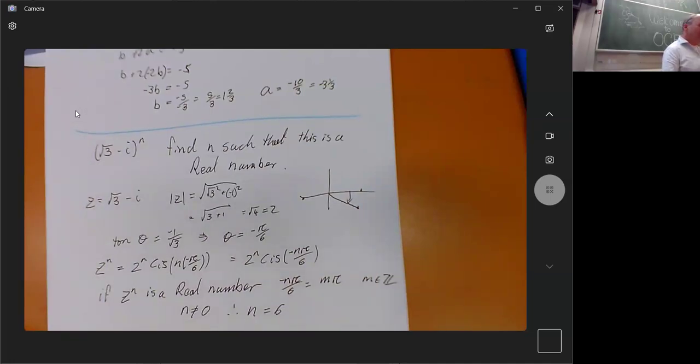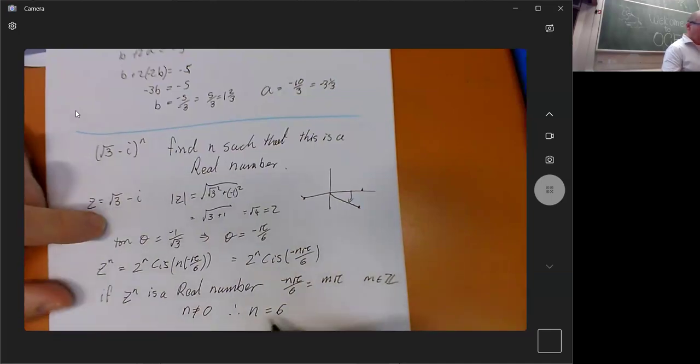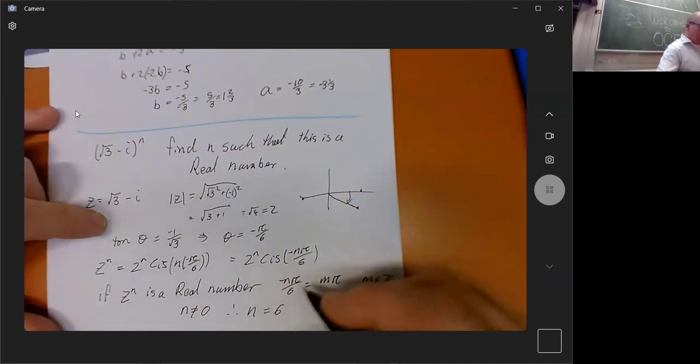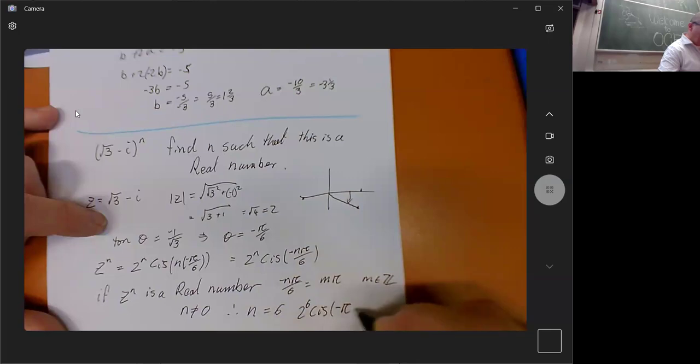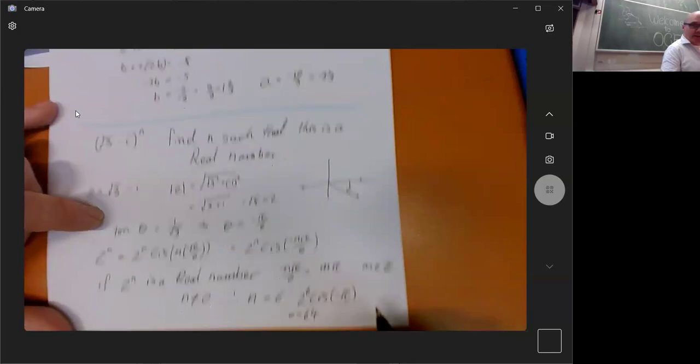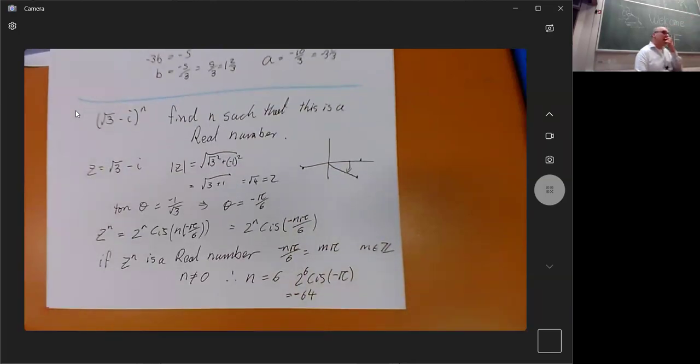All right. So if n is equal to 6, we would be getting 2 to the power 6 cis of -pi, which would be equal to 64 times minus 1. So -64, which is a real number. And it would be the first of the real numbers.